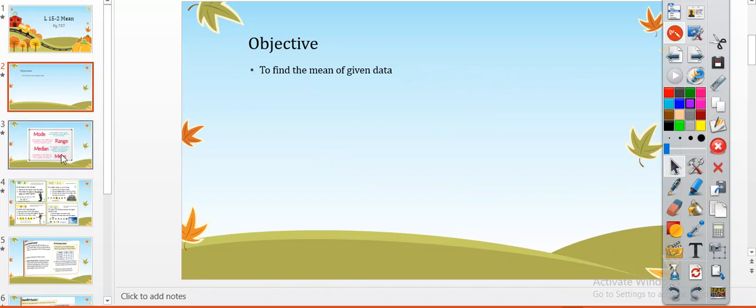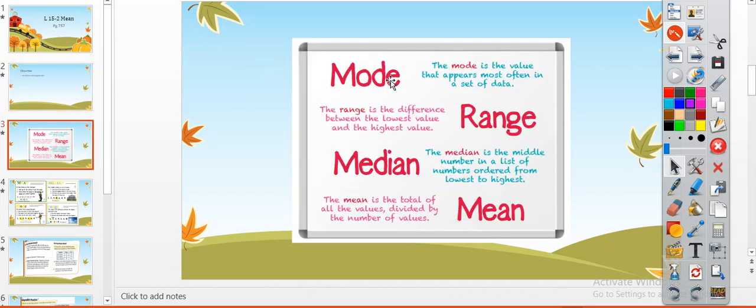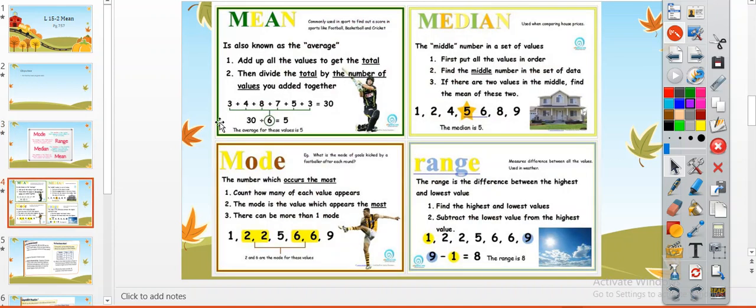Well, as you can see here, we have the mean, median, range, and mode. We will talk about those all later. Today's lesson is only the mean. The mean is the total of all the values divided by the number of the values. Those are going to be covered by the next lesson. But for today's lesson, it's only about the mean. The mean is also known as the average.